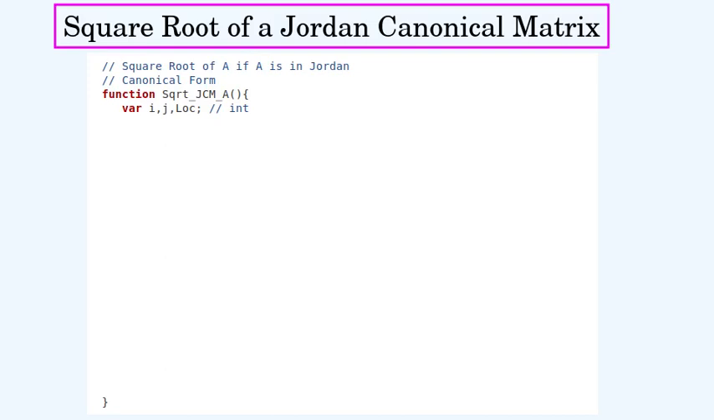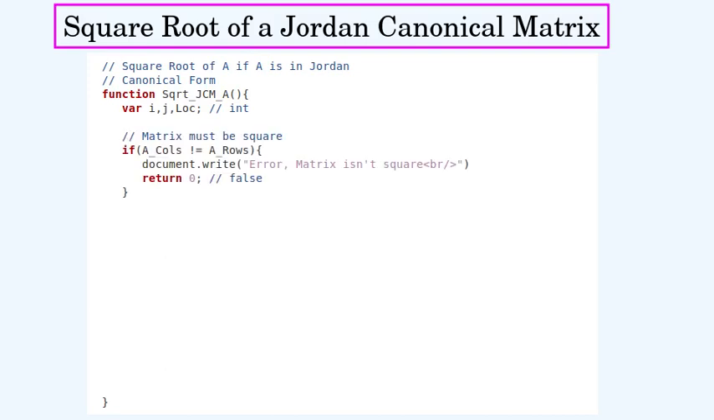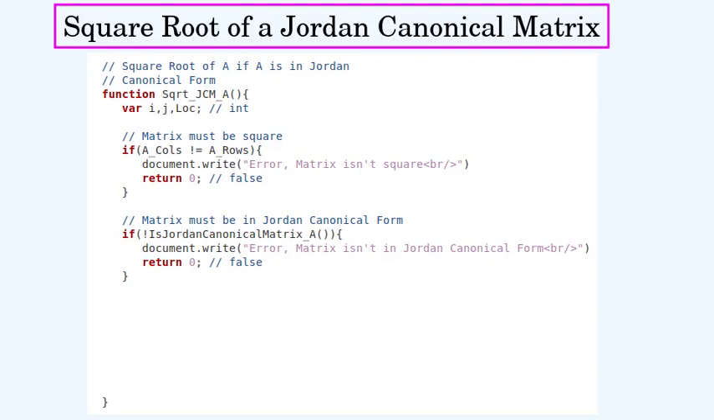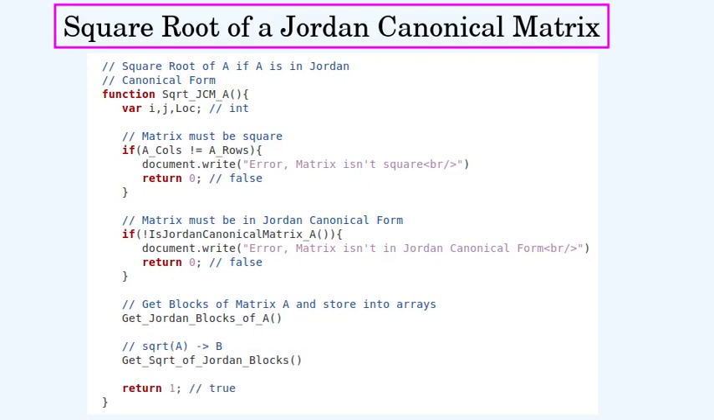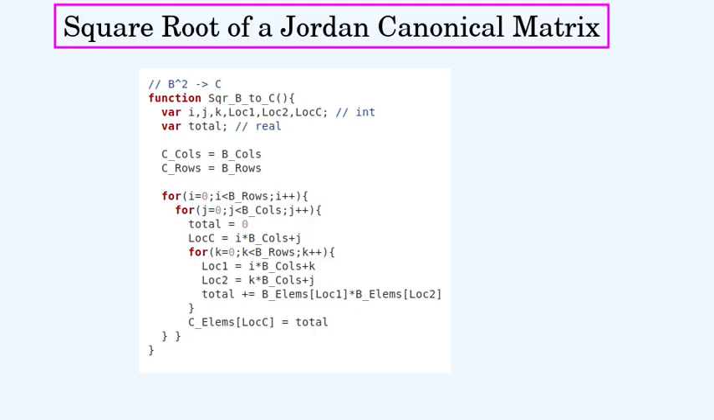We'll declare the function with all of its internal variables. This matrix must be a square matrix. And this matrix must be in Jordan canonical form. I've made up another function to do this in a previous video. We'll get a table of Jordan block values from the matrix A. And then we'll use this table to get the square root of matrix A and put this square root into the matrix B. Now to create the square function, it multiplies B by itself and places this value into C.